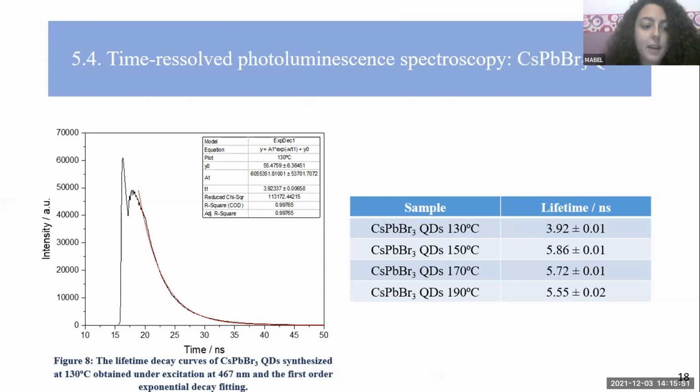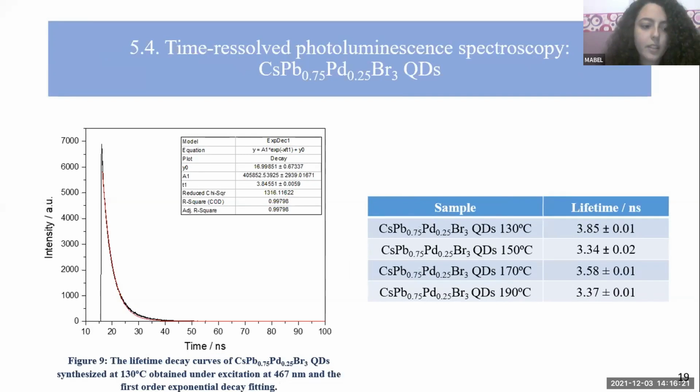We also determined the lifetime of the samples by using time-resolved photoluminescence spectroscopy. By doing a first-order exponential decay fitting to the decay curves obtained under excitation at 467 nanometers, we obtain the lifetimes which are shown in the table. Those lifetimes are low, which shows that the deactivation of the samples after being excited occurs quickly through fluorescence. In the case of palladium-doped samples, the lifetimes are also short and quite similar for the different temperatures, as you can see in the table.